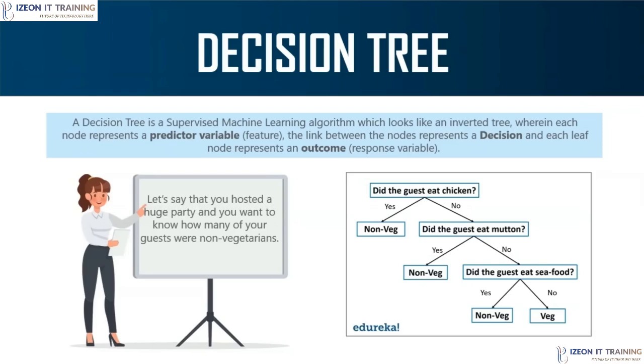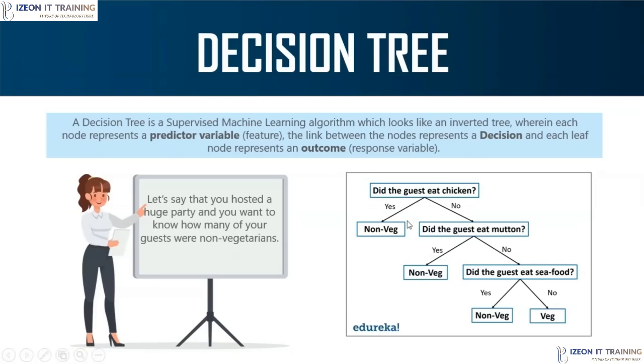Now, a decision tree is again a supervised machine learning algorithm which looks like an inverted tree wherein each node represents a predictor variable and the link between the nodes represents a decision and each leaf node represents an outcome. Now, I know that's a little confusing, so let me make you understand what a decision tree is with the help of an example. Let's say that you hosted a huge party and you want to know how many of your guests are non-vegetarians. So to solve this problem, you can create a simple decision tree.